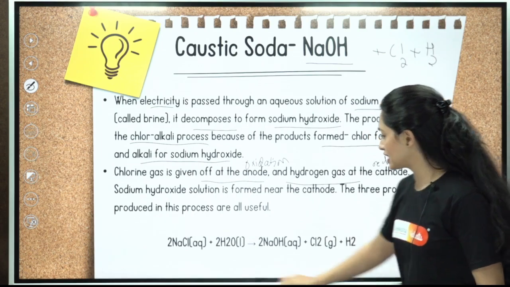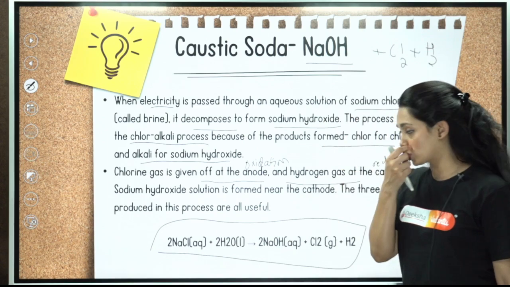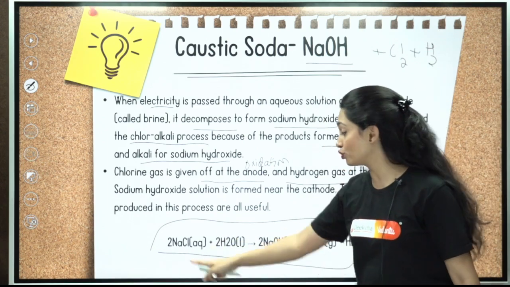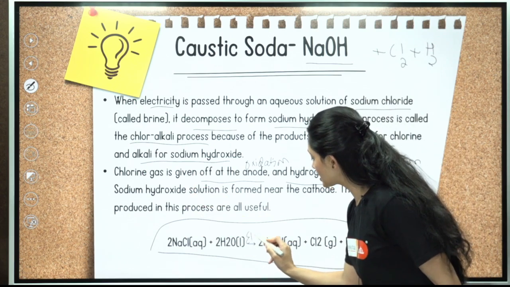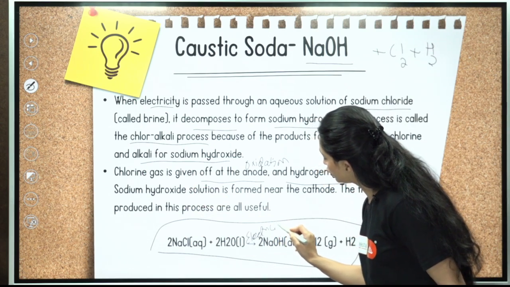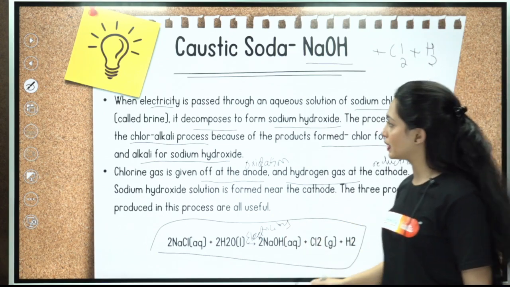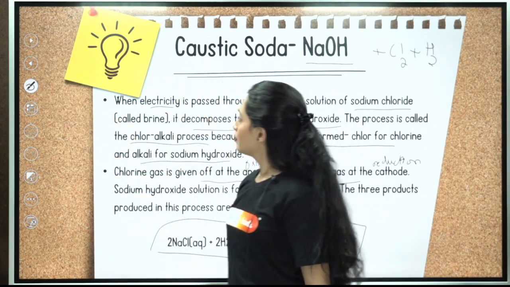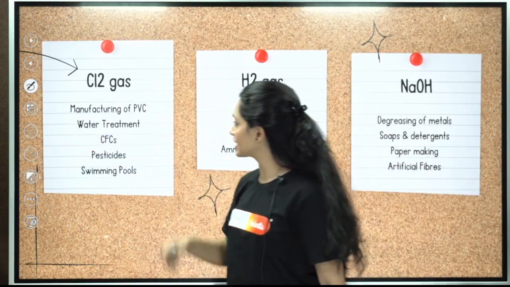Okay, so this is the reaction here. 2 NaCl reacting with 2 H2O. This is nothing but brine solution, a highly concentrated aqueous solution of sodium chloride. So when we pass electricity through this, electrolytic decomposition is going to happen to give caustic soda, chlorine gas as well as hydrogen gas. Moving forward, so what is the use of chlorine gas here?